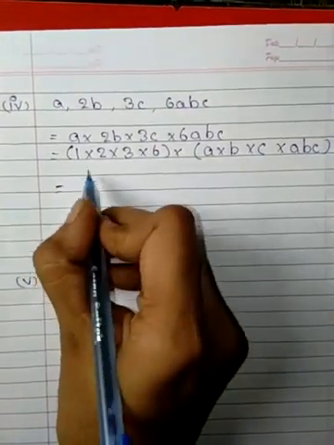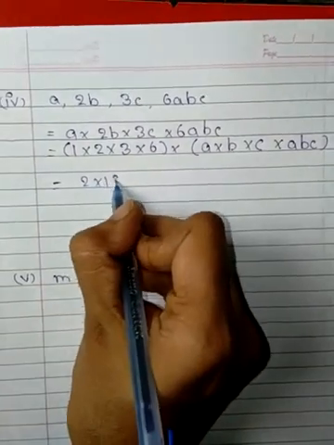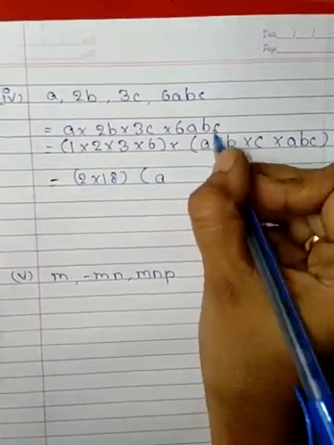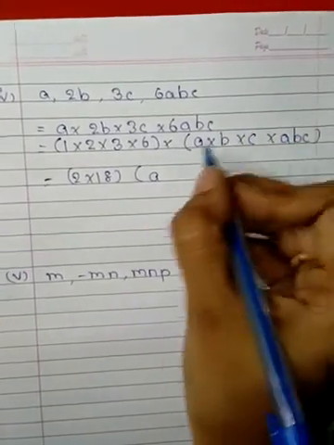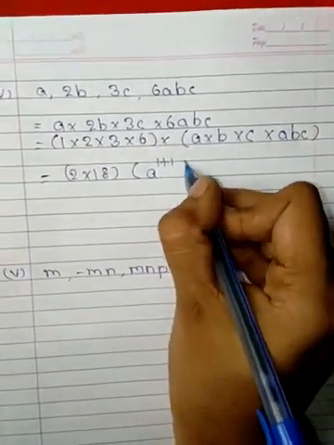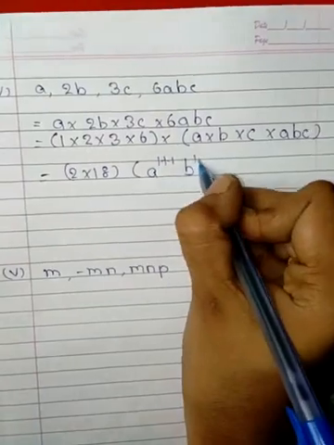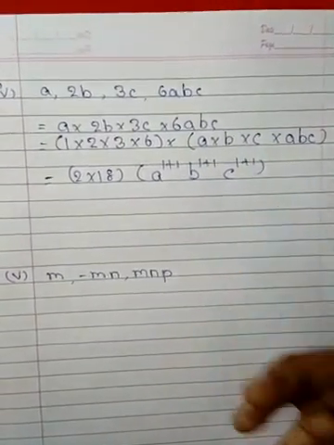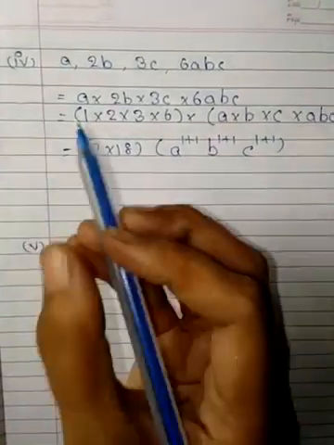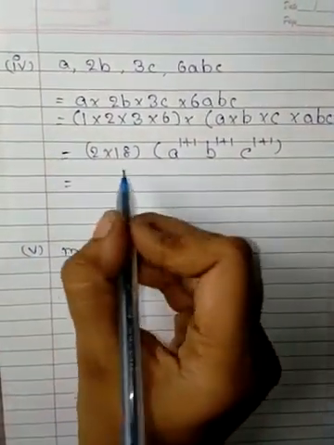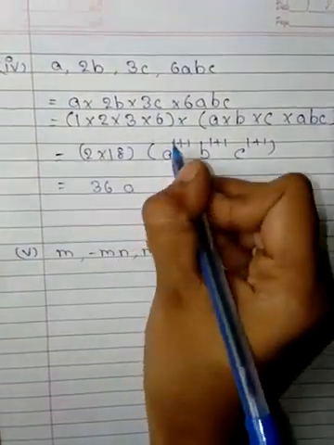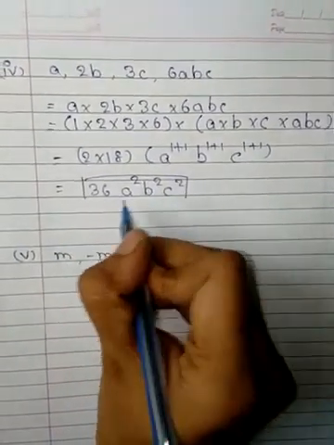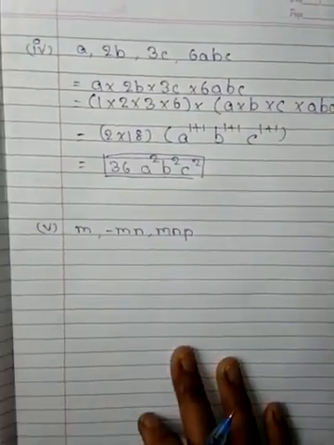6 threes are 18 and 2 ones are 2, so 2 multiplied by 18. Here we can see that variable a has power 1, and here also power 1. We will add them, 1 plus 1. For b, power 1 and 1, that is 1 plus 1, and for c also 1 plus 1. Now 18 multiplied by 2 is 36, and 1 plus 1 is 2, so a square, b square, c square. So the answer is 36 a square, b square, c square.